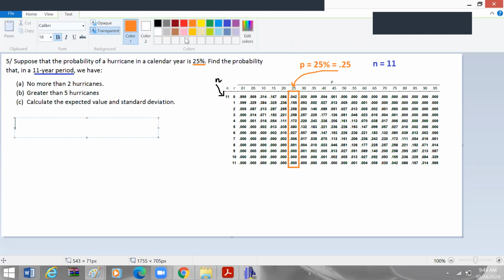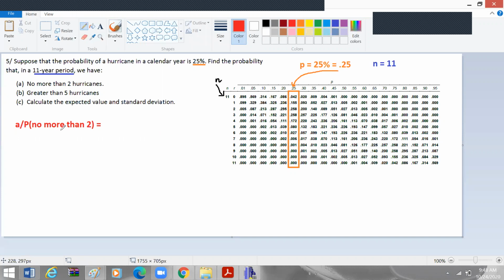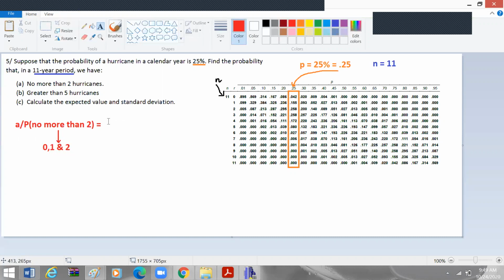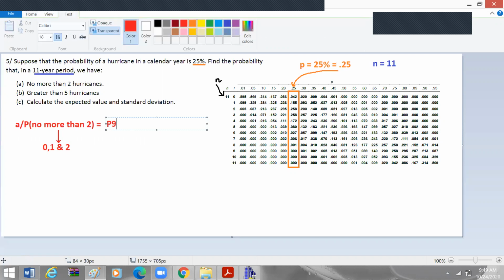The question that I'm going to be working on, again, is the part A question: no more than 2, right? What does no more than 2 mean? Anyone? 0 and 1. 0, 1, 2. Do we count 2? Yes, we do count 2 for that. So in this case, it will be 0, 1, and 2. So we're going to add from P of 0. I don't have enough space, so I'm not going to write down the P of 1 and P of 2.